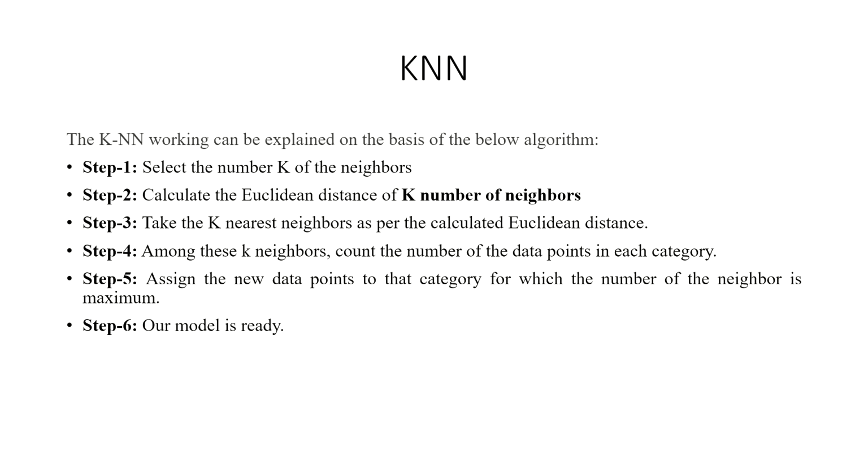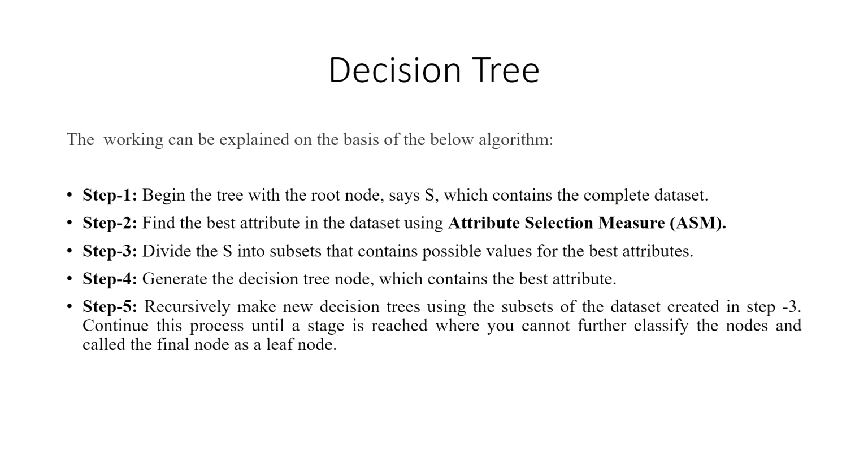So that was KNN. Next we use the decision tree. The working can be explained on the basis of the following steps, which I mentioned below. Step 1. Begin the tree with the root node, say S, which contains the complete dataset.